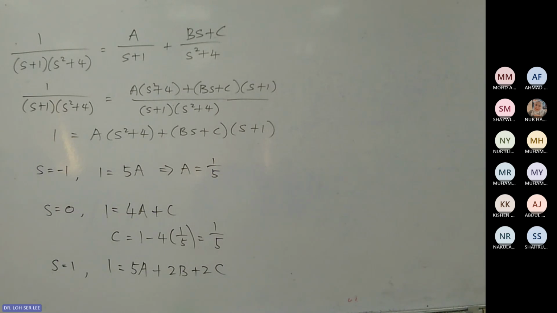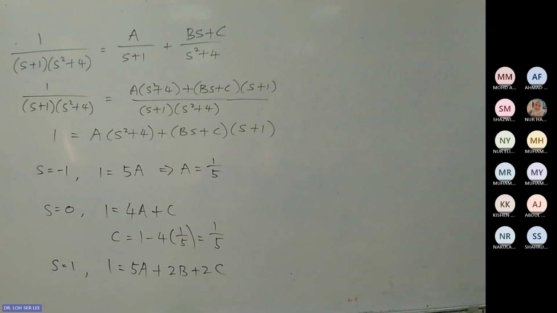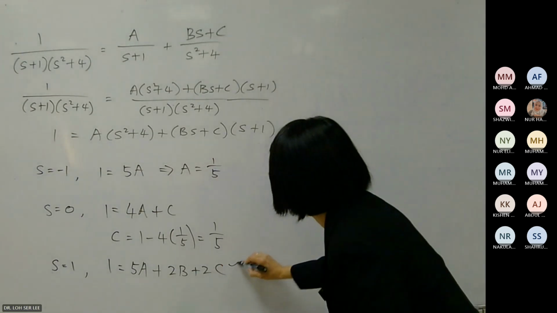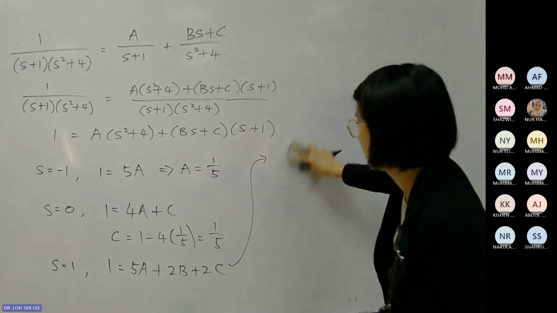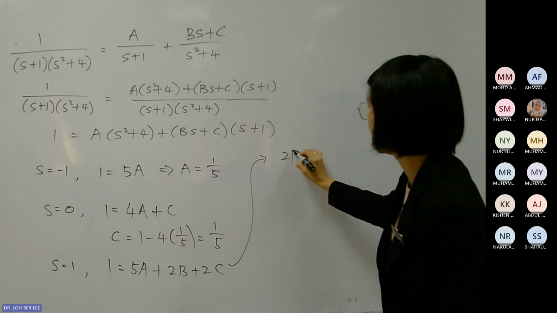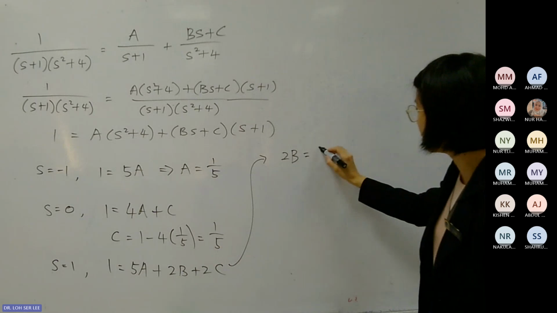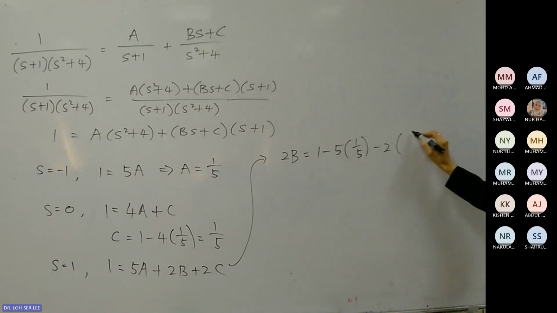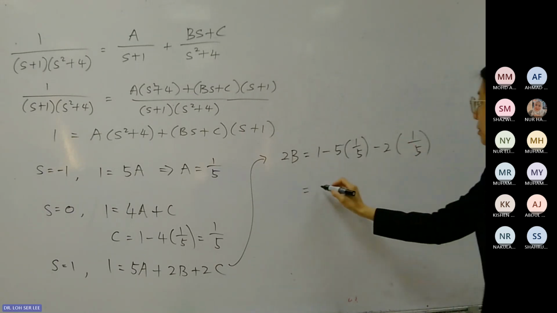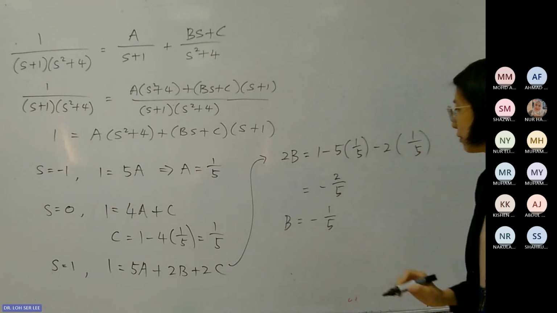Then from here you can get the C. We got the C. Continue here. It's B, sorry, we're going to get B. So 2B is 1 minus 5A minus 2C. 1 minus 5A minus 2C. Okay, 1 minus 1, then minus 2 over 5. Then we get our B as negative 1 over 5.